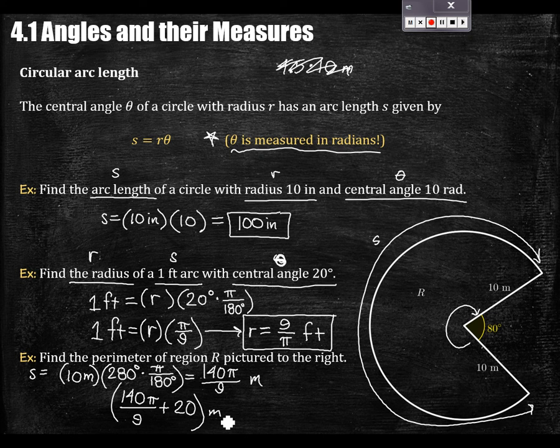Why do you add 20, Tammy? I know. So the question asks for the perimeter of region R, and the perimeter includes not just S that I've marked, but also the two 10-meter segments. Good job, Cameron. All right, please stay with me.